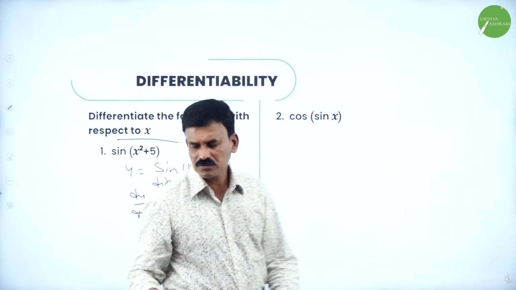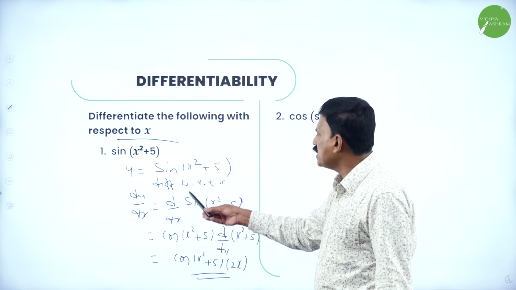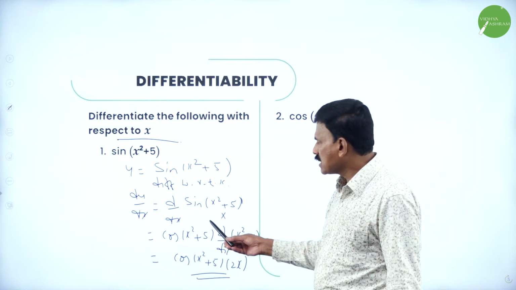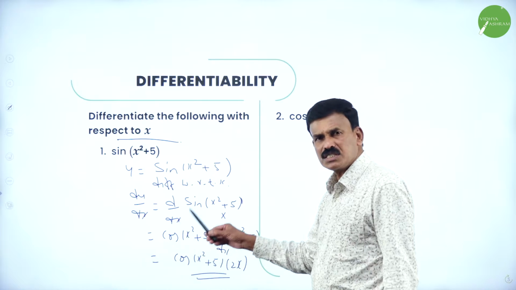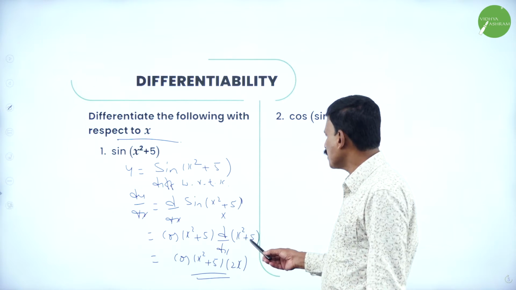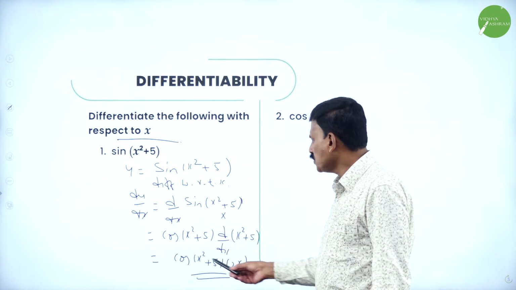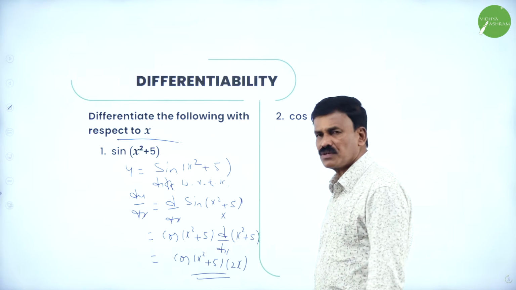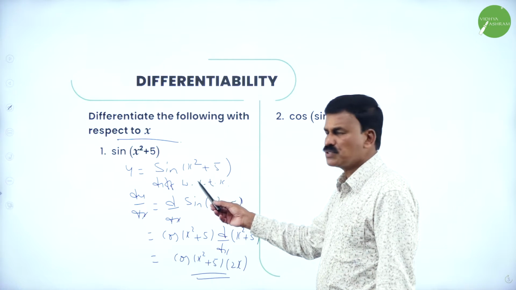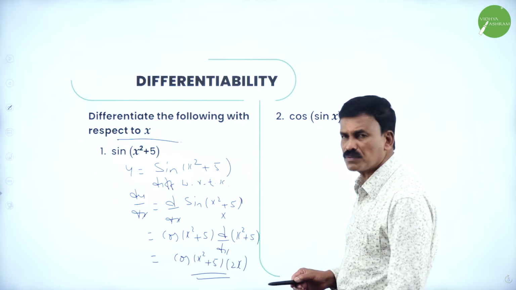That's it. See here. Differentiating with respect to x, dy by dx is equal to d by dx of sine of x square plus 5. Consider this x square plus 5 as x. Differentiation of sine x is cos x. Instead of x it is x square plus 5 into d by dx of x square plus 5. X square derivative is 2x, plus 5 constant. So 2x into cos of x square plus 5. Otherwise you can also consider this sine of x square plus 5 as u. Then this becomes sine u and differentiate, you will get the cos of x square plus 5 into 2x.